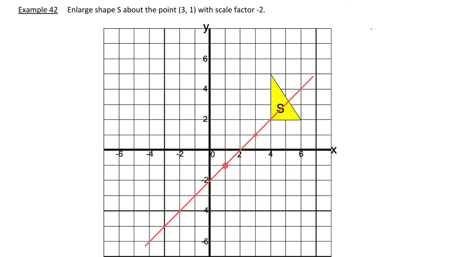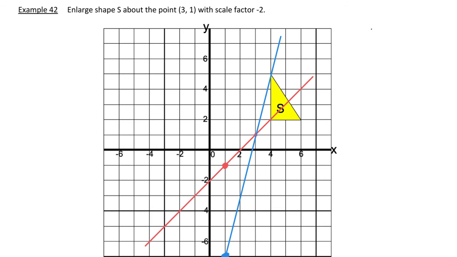We'll go from the top then. And if we measure the distance from the centre of enlargement to the first point and then multiply that by -2, now in this case we could consider it to be going right 1 and up 4. So if we do that with a -2, it's going to go left 2 and down 8. And we're going to end up at the bottom. So we'll mark that point.